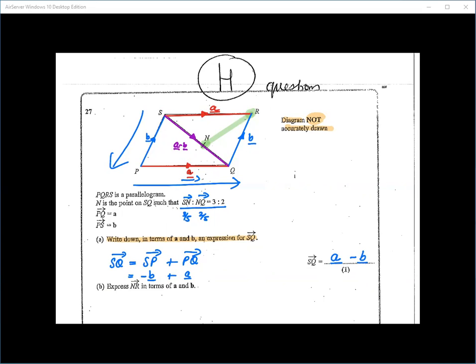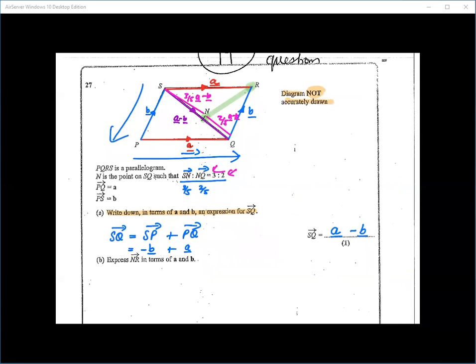Lovely. Now we do know that this bit here is equal to what? 3/5 of A minus B. And we do know this little bottom bit here is 2/5 of A minus B. Lovely. So that's us using the information they've given us in here. Now let's move on to this next part of the question. Read this for me, please. Express NR in terms of A and B.